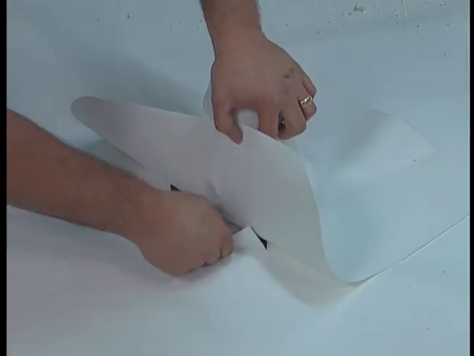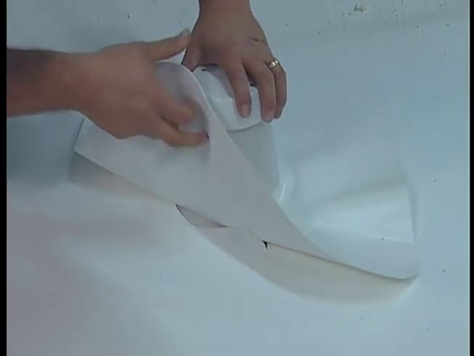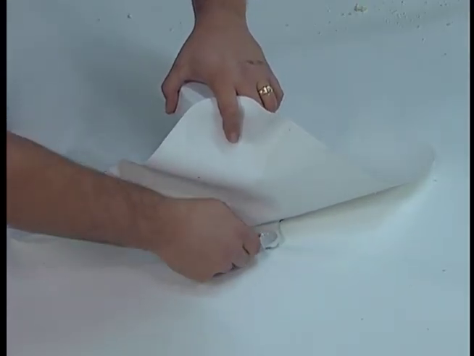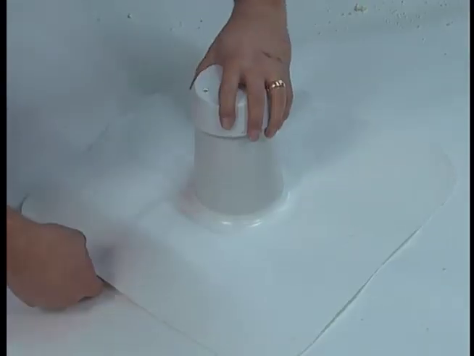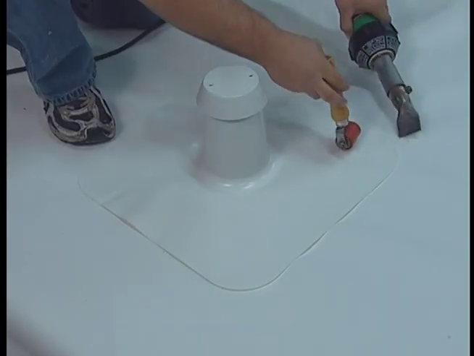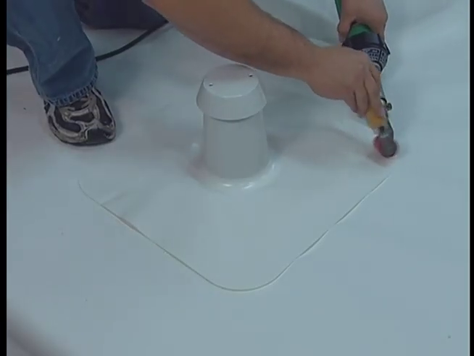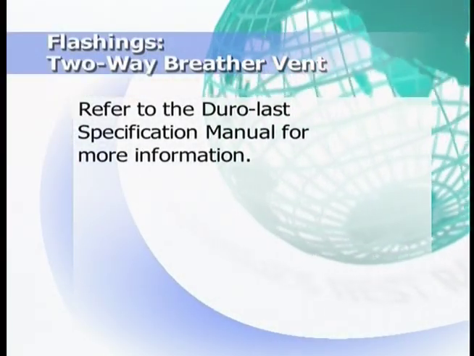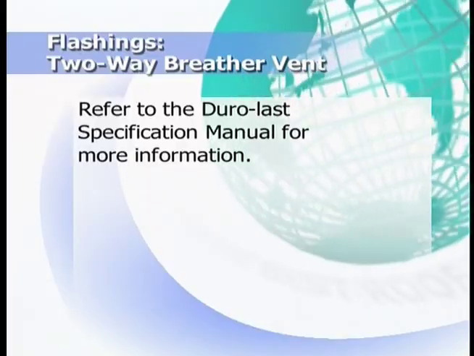Now, follow the same steps as with a new or replacement roof, placing the vent over the hole under the Duro-Last membrane and rotating it until all 3 vent feet are under the membrane. Finally, using a heat welder, field weld the vent skirt to the deck membrane, making a watertight seal. For more information, refer to the Duro-Last specification manual.